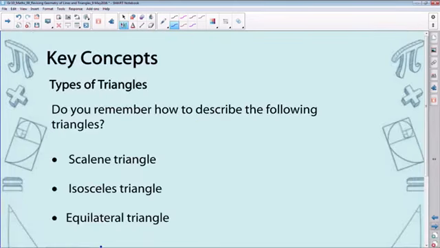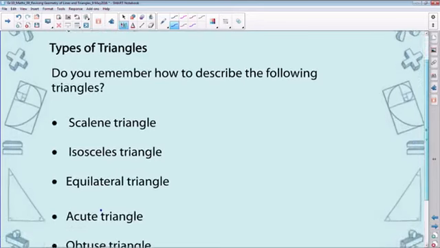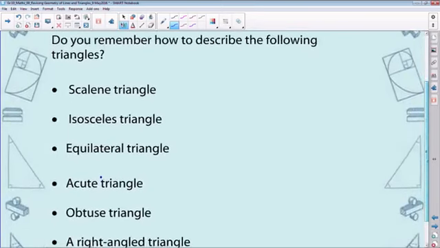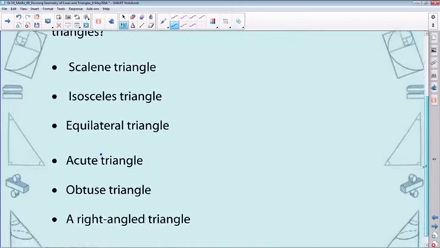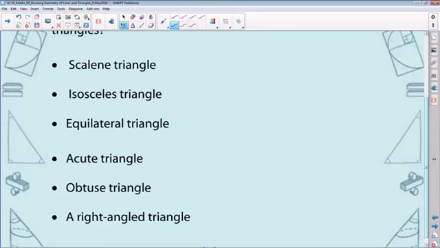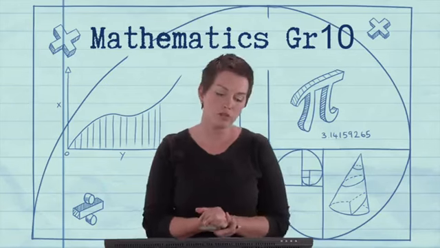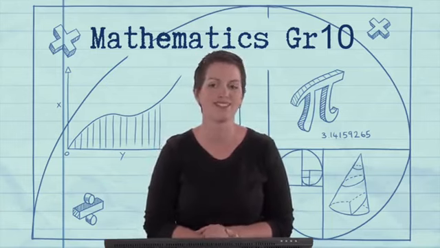Okay, but enough of playing. I would like to give you 2 minutes to try and draw an example of each one of these triangles. So you have a scalene triangle, an isosceles triangle, equilateral triangle, acute triangle, obtuse triangle, and a right angle triangle. All I want you to do is draw an example of each one. If you struggle with remembering what they are, then turn to your friend. You've got 2 minutes starting now.